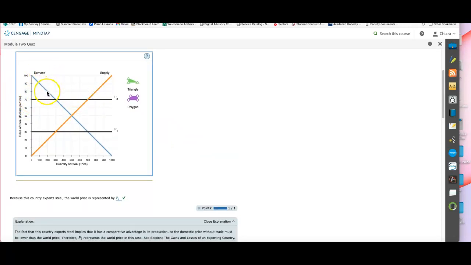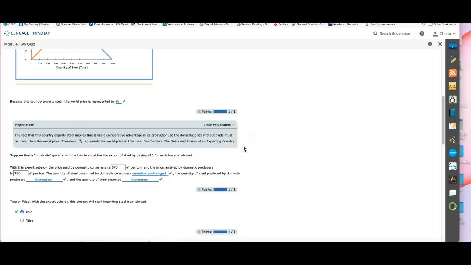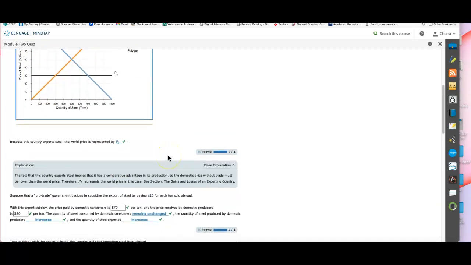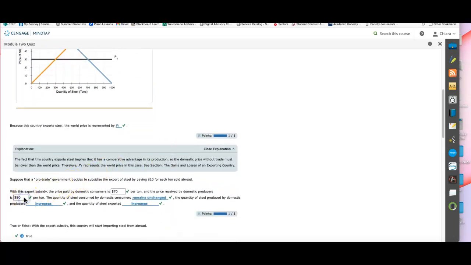Now, consumers are not going to pay $80 if they can buy it abroad for 70. So what's going to happen is that the steel produced domestically is going to be imported, and the supply is all going to be exported because they can make $70. So with the export subsidy, the price paid by domestic consumers is still going to be $70, the world price. But what are the suppliers going to receive? They're going to receive $80 per ton from the government.